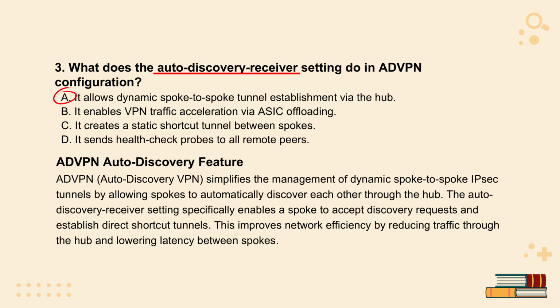Totally. So what AD-VPN Auto-Discovery does is it lets the spokes, after they register with the hub, learn about the other spokes' public IPs. Okay.